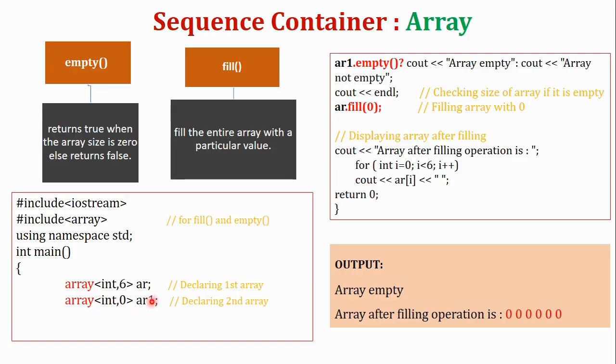So now AR1.empty. We are going to verify whether it is empty or not. Yes, because it is empty. Now here AR, that is this one, right? Now AR is filled with 0. So here the capacity is 6, right? So now all the 6 places are replaced with 0 here.